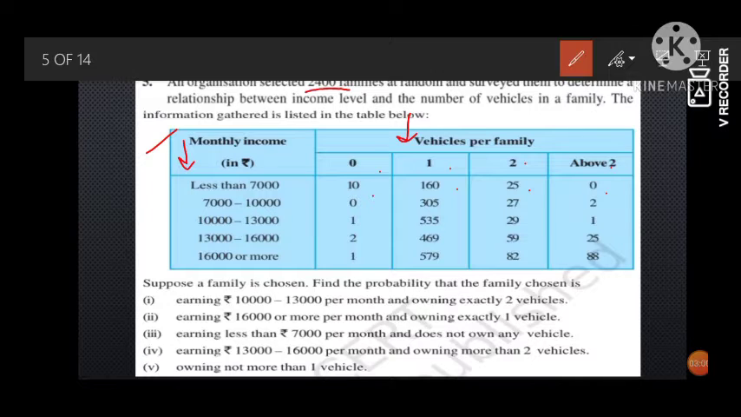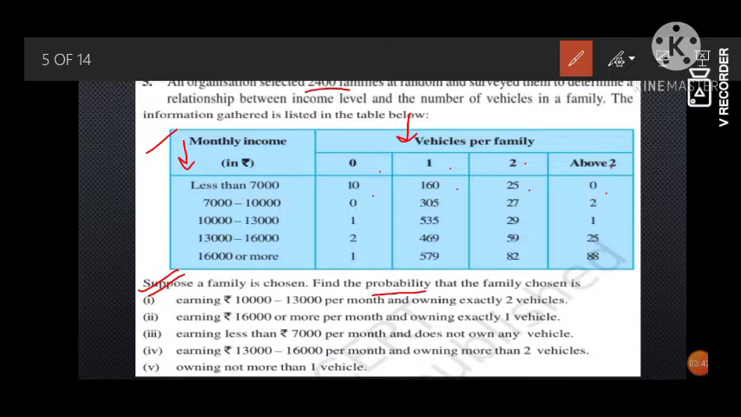So from this table we have to find the following subparts. The probability that the family chosen is earning 10,000 to 13,000 per month owning exactly 2 vehicles. Then earning 16,000 or more per month owning exactly 1 vehicle. Then earning less than 7,000 per month and does not own any vehicle. So we have to go through each of the numbers in the table and then find out the answer.